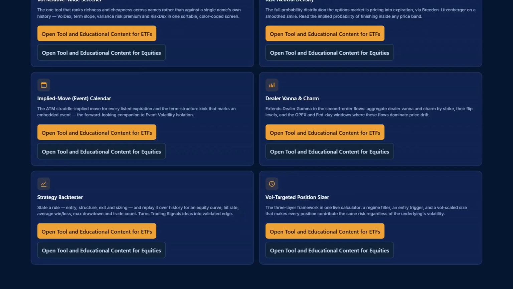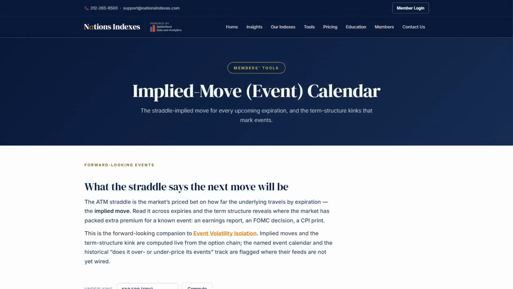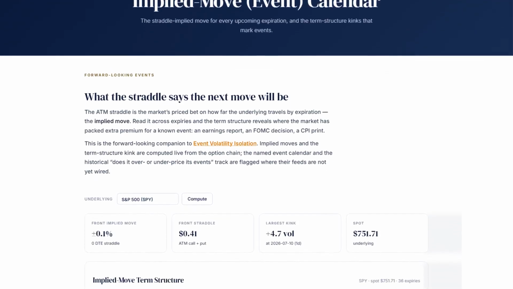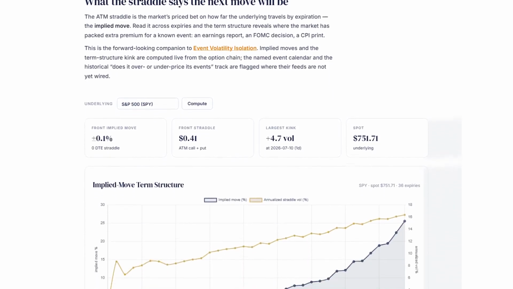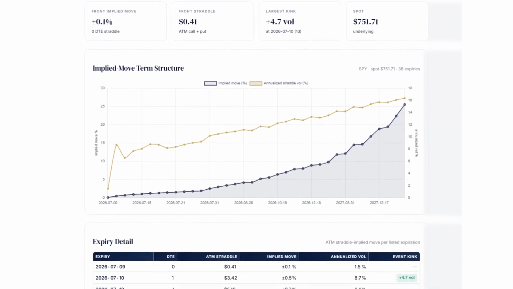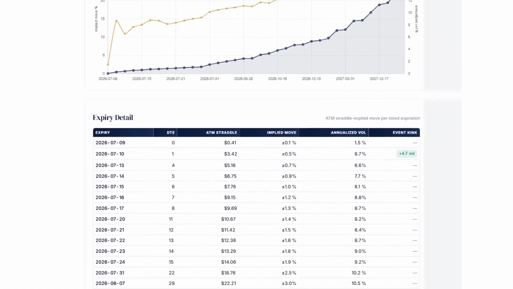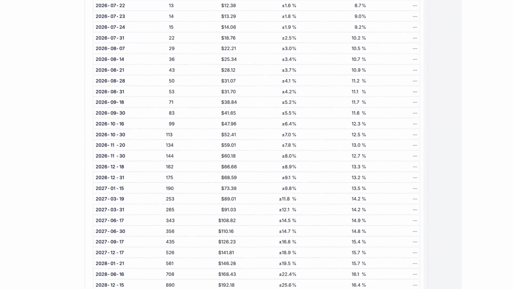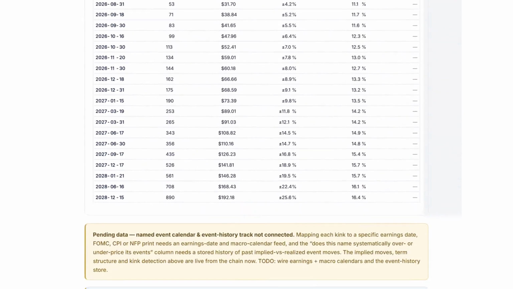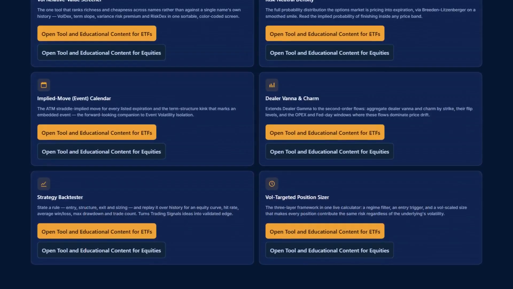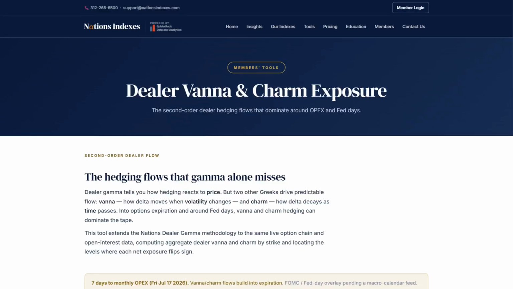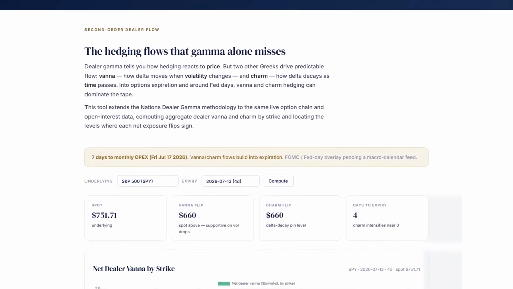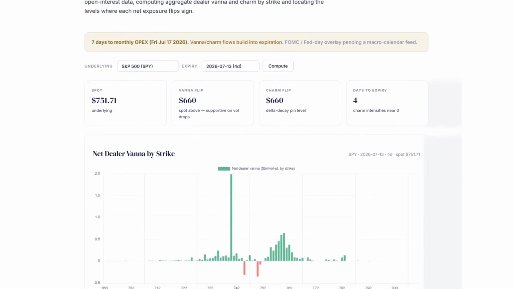The implied move calendar lists the straddle implied move for every expiration and flags the kinks that mark embedded events. See what the market charges for each week before you pick your expiration. Dealer Vanna and Charm extend the gamma map to second order flows, the positioning pressures that dominate around option expiration and important catalysts. When these flows line up, price drift becomes predictable enough to matter. With our tools, you have insight other traders lack.